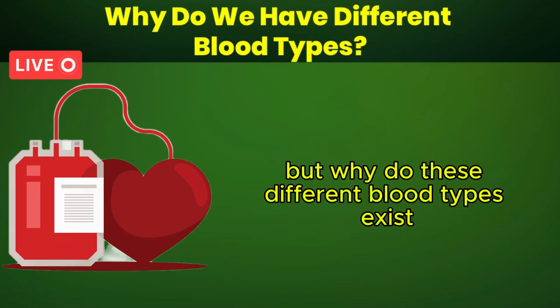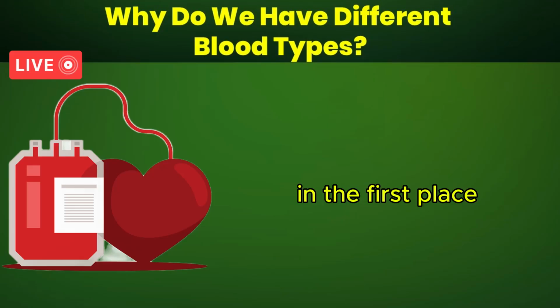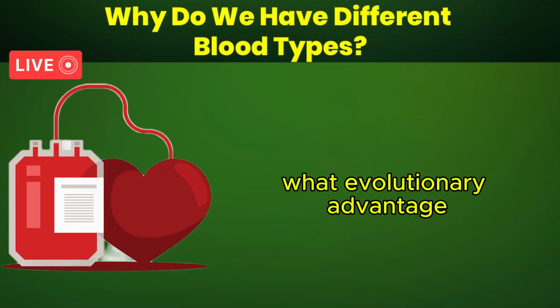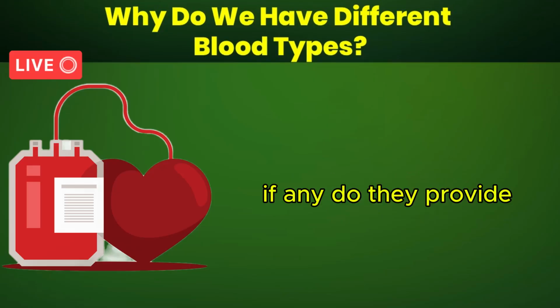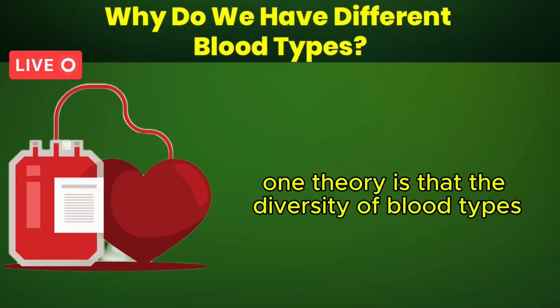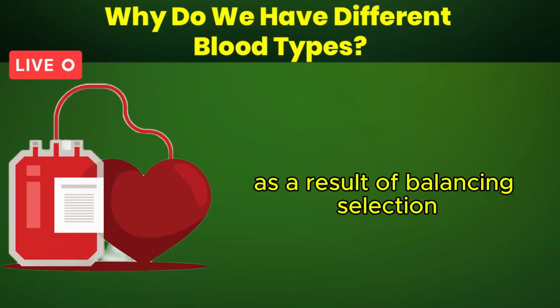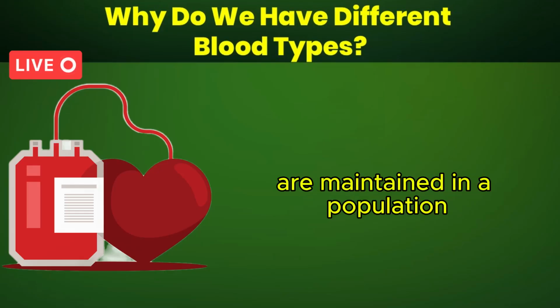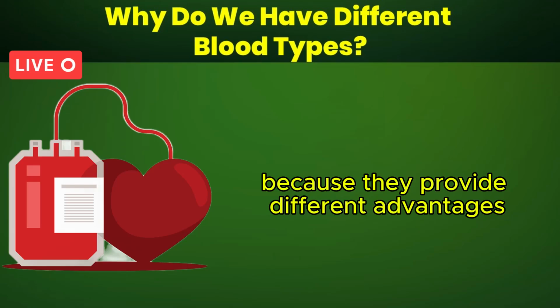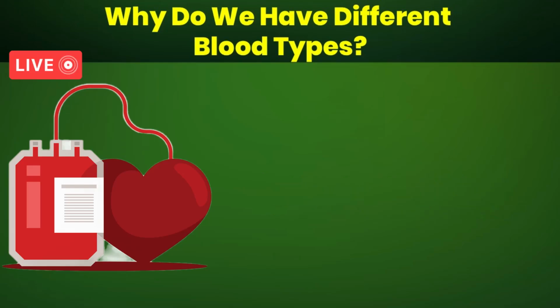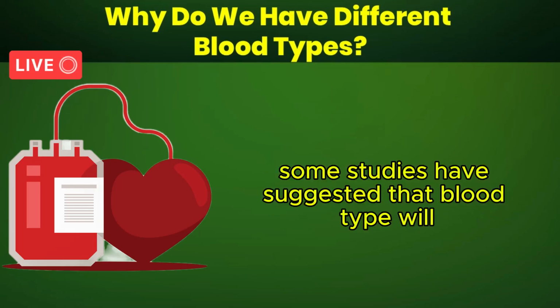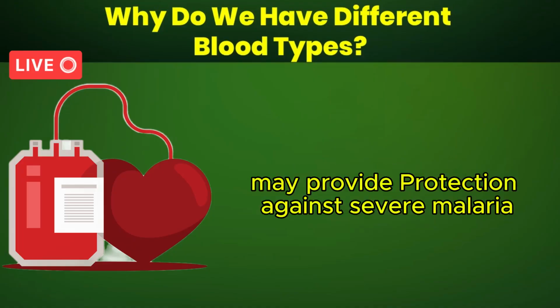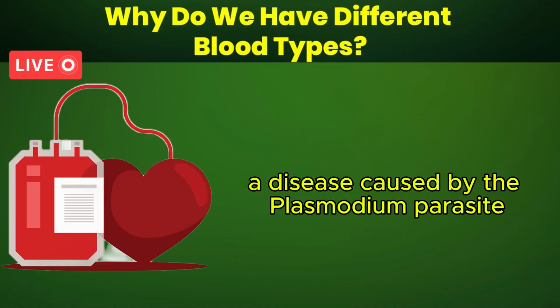But why do these different blood types exist in the first place? What evolutionary advantage, if any, do they provide? One theory is that the diversity of blood types is a result of balancing selection, a process in which multiple alleles are maintained in a population because they provide different advantages in different environments. For example, some studies have suggested that blood type O may provide protection against severe malaria, a disease caused by the Plasmodium parasite.